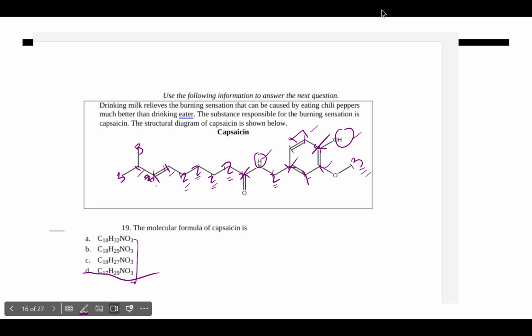What am I missing? There must be one more. So let's try one more time. 3 from this one, 5, 6, 7, 8, 9, 10, 11, 12, 13, 14, 15, 16, 17, 18, 19, 20, 21. Oh, none here. 22, 23, 24, 25, 26, 27. So the answer is C. My mistake was over here, but this carbon has the 4 lines coming from it, so it would not be attached to any other hydrogen.